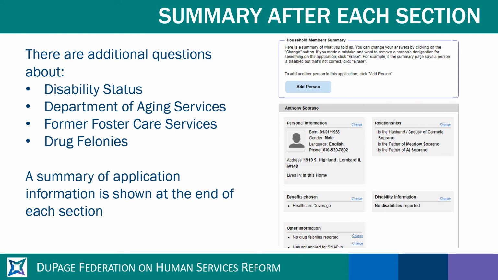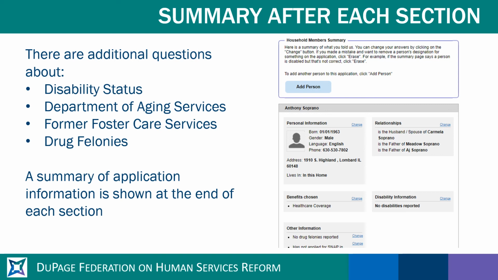So again, the first major section of the ABE application really deals with the household and people in the home. There are some additional questions that I've not shown you for this section, asking whether or not anyone is disabled in the home or receiving home services through the Department of Aging, whether or not anyone had received foster care services or aged out of the foster care system.